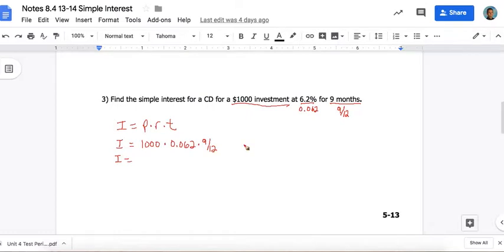Because sometimes it might end up repeating, so you wouldn't necessarily be able to change it to a decimal because you don't want to round it. This one actually works nice because it'd be 0.75, so you could for this one. But if it was 8/12 or 4/12 or 2/12, something like that, then you would just have to do times 2 divided by 12. Okay, so the interest here is $46.50.